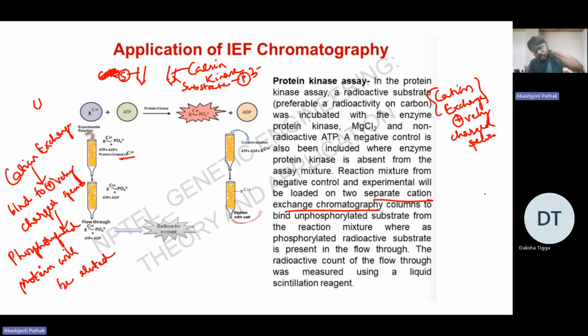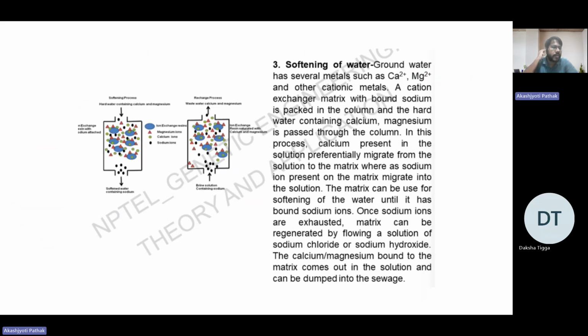Non-phosphorylated will remain bound. Okay. So in the flow through, you can quantify the radioactive count, which will be equal to the phosphorylation rate of the enzyme. That is how you can do a protein kinase assay: the rate of phosphorylation can be obtained by measuring this radioactivity count in the flow through. Okay. Now, softening of hard water.